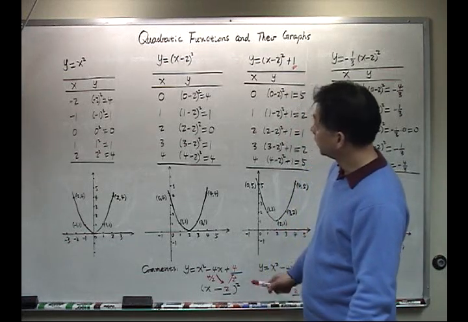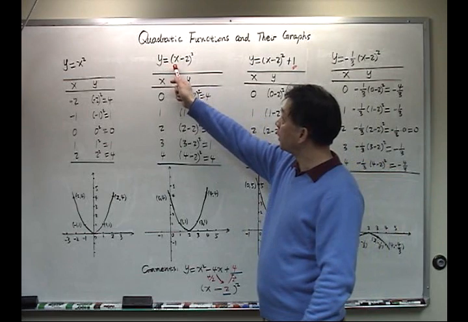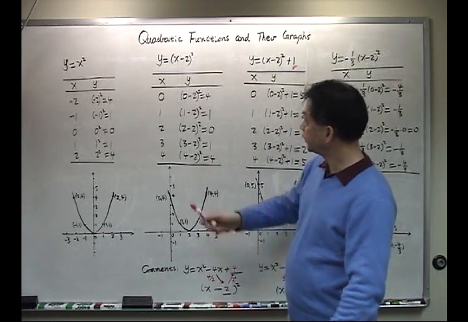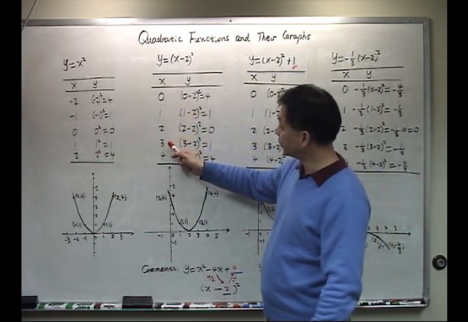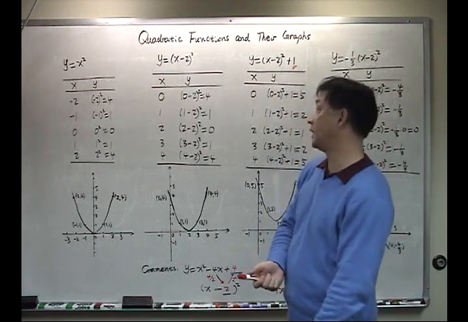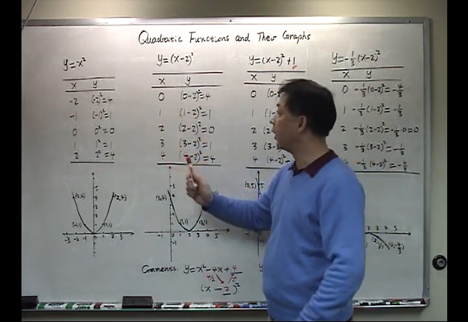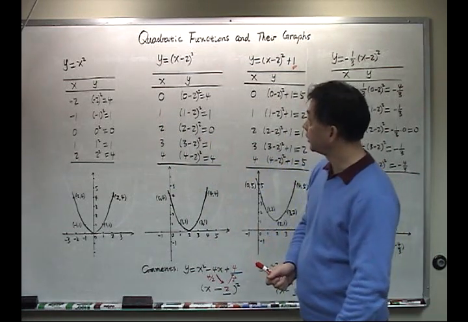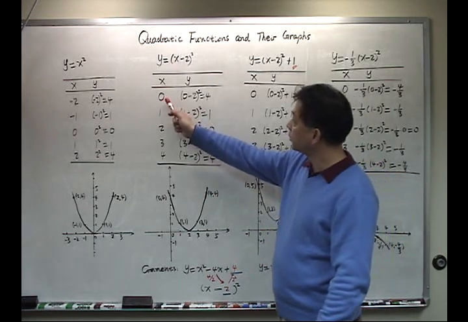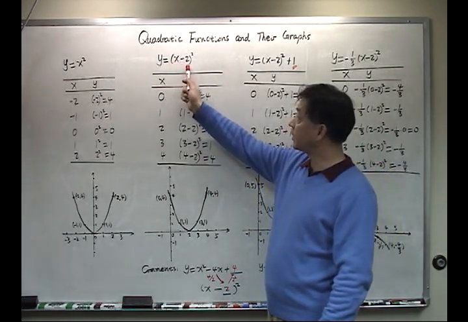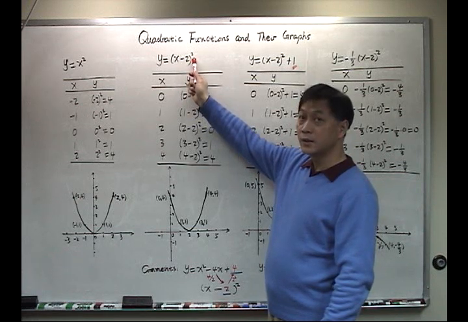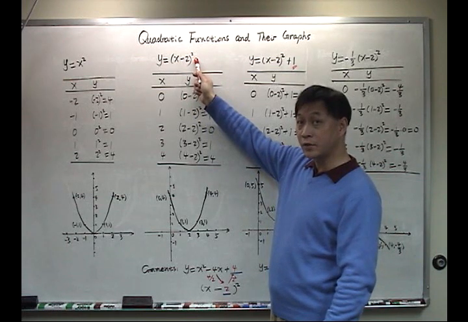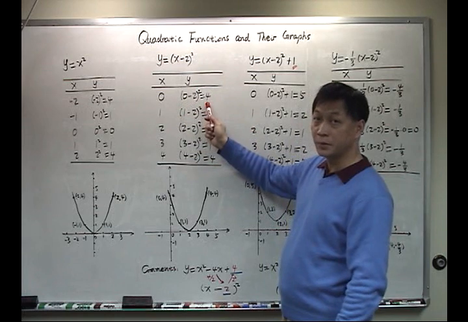Now, look at this one. Y equals x minus 2, squared. Here I chose to let x be different values. You may ask, why do you let x be 0, 1, 2, 3, 4? There is a reason for this. After I show you, then you can see. Look, you plug in 0 here, 0 minus 2, squared. 0 minus 2 is negative 2, squared. Negative 2 times negative 2 is positive 4.